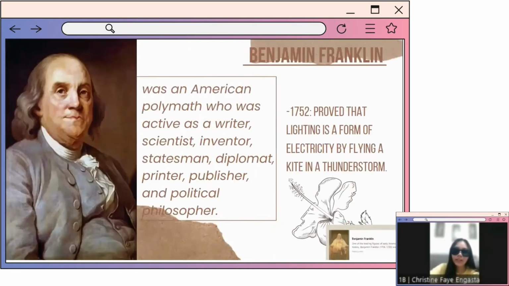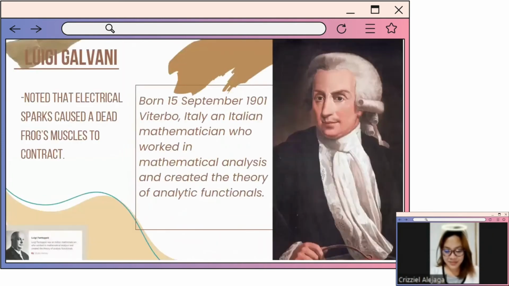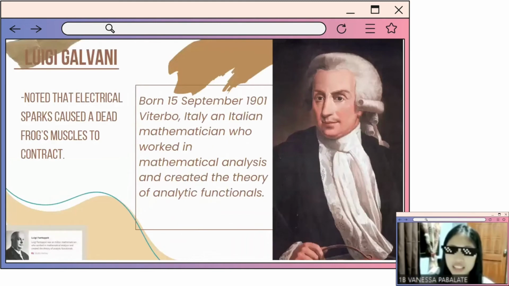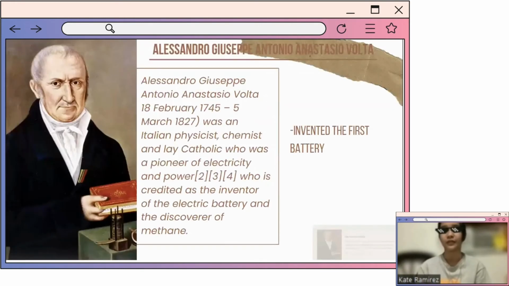Benjamin Franklin proved that lightning is a form of electricity by flying a kite in a thunderstorm. Luigi Galvani noticed that electrical sparks cause a dead frog's leg muscle to contract. And Alessandro Volta invented the first battery.